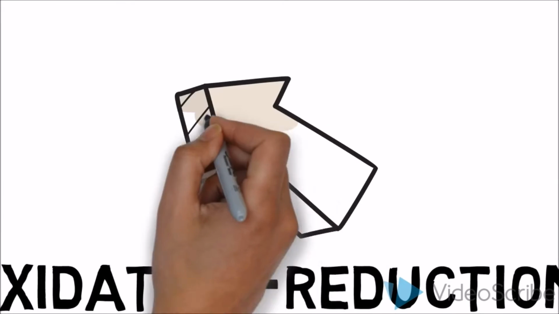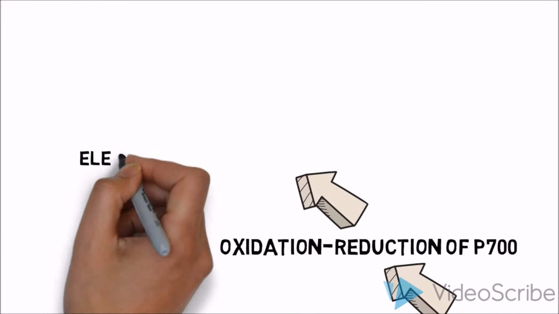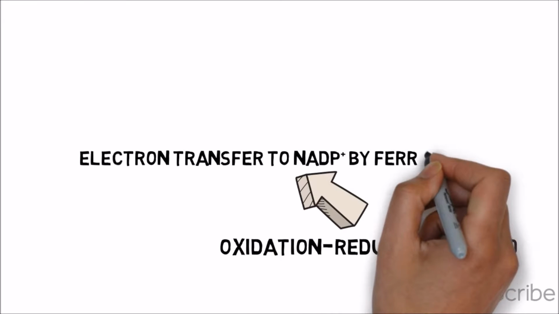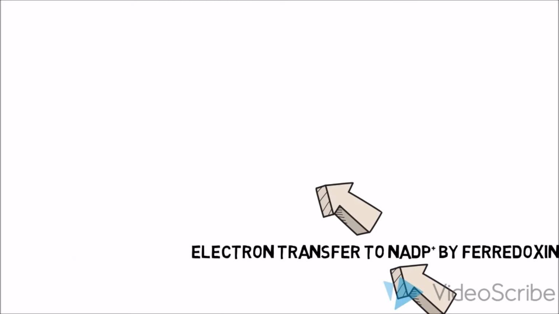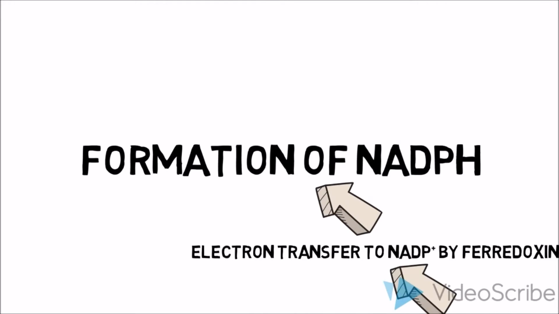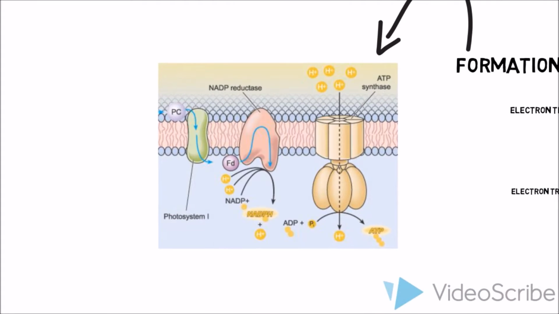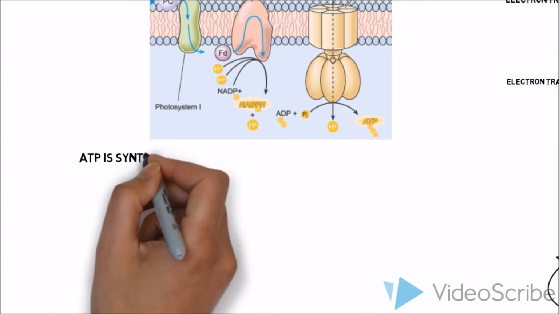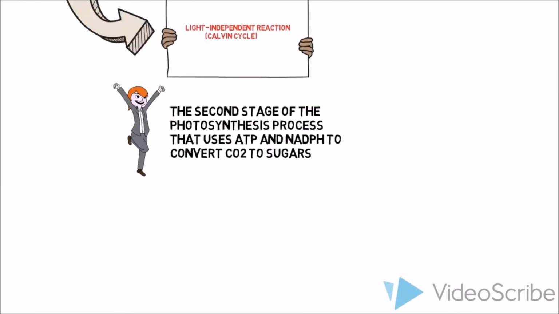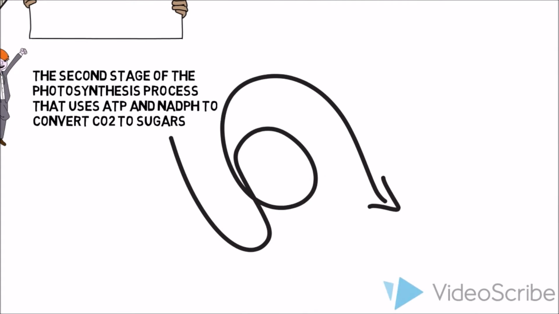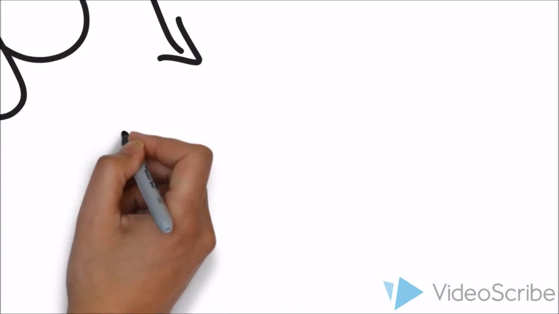Electron transfer to NADP plus by ferredoxin. And last but not least, the formation of NADPH. This is soon followed by ATP synthesis, where ATP is synthesized as protons move through the ATP synthase complex. We now move on to the Calvin cycle itself.